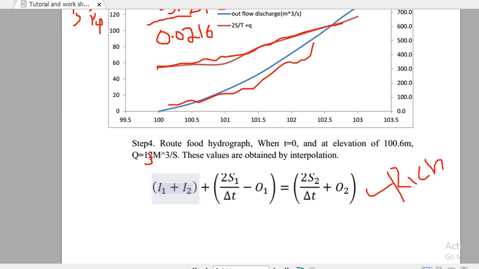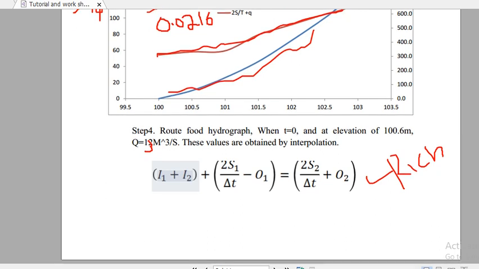So by using this Goodrich method, we can estimate the downstream hydrograph, or we can route the flood hydrograph in order to get the downstream hydrograph. So this Q is equal to 13 meter cube per second, obtained from this graph or the above table by using interpolation.